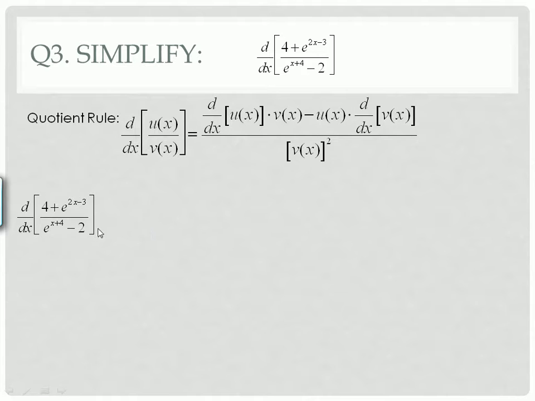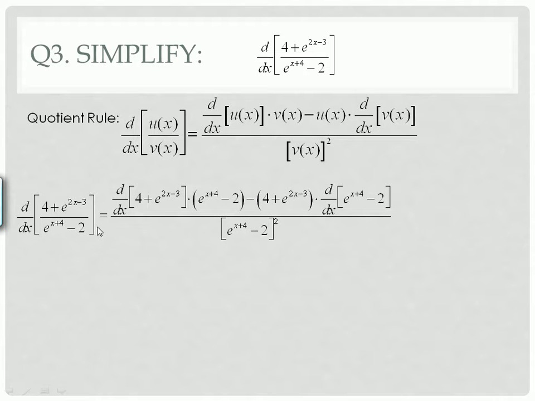So in this case, our numerator is 4 plus e to the power of 2x minus 3. The denominator is e to the x plus 4 minus 2. Here I just wrote it out using the quotient rule.